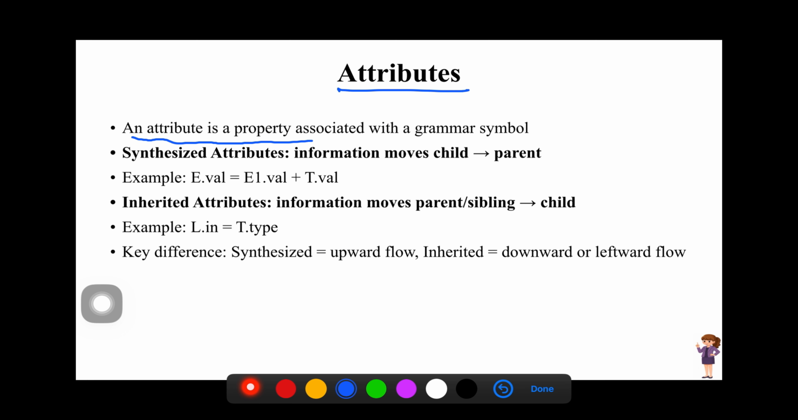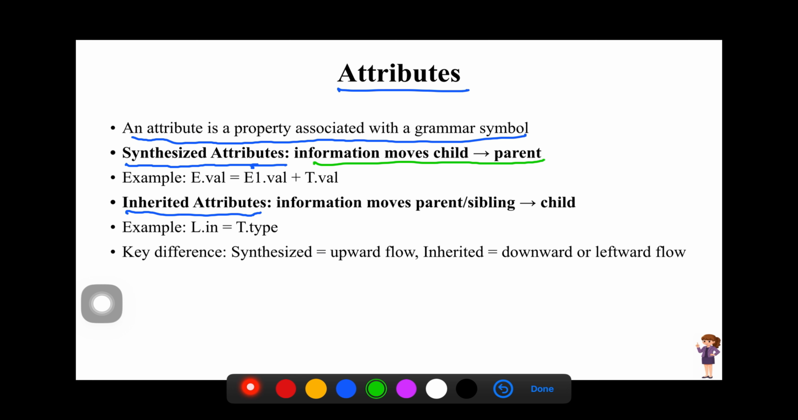Attributes. An attribute is a property associated with the grammar symbol. It is basically a property or piece of information which is associated with the grammar symbol. There are two main types of attribute. One is synthesized attribute, another one is inherited attribute. A synthesized attribute gets its values from the children of a node. So the information generally moves upward from child to parent.